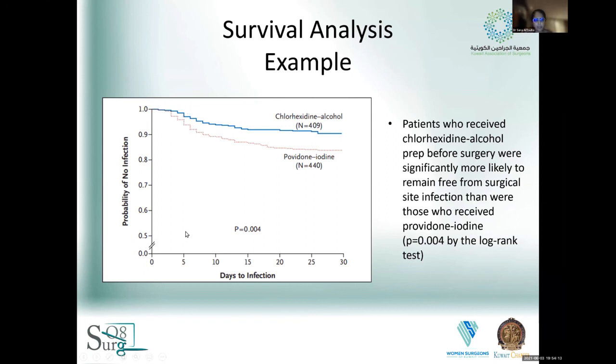By day 5, maybe 97% of people were infection-free versus the povidone, slightly less. And then when you get to day 30, it looks like the iodine group, 80-something% were infection-free, versus the chlorhexidine group appeared to have less infections. And as you can see, the p-value was 0.004. In survival analysis, which is what this is, you use the log rank test, okay?